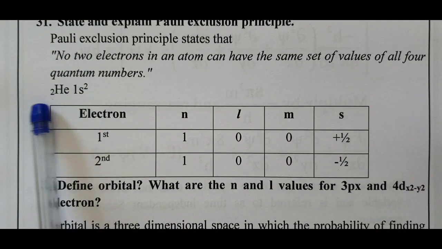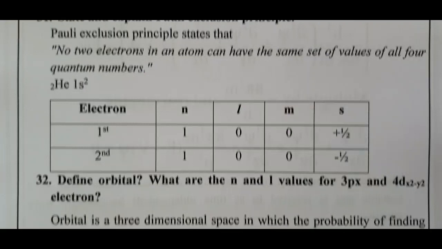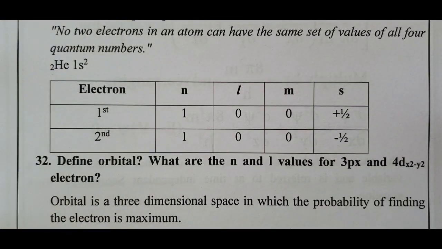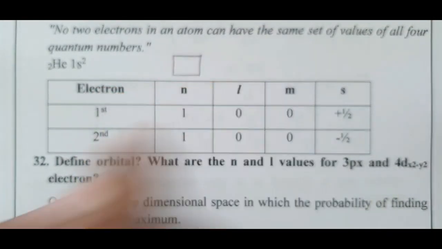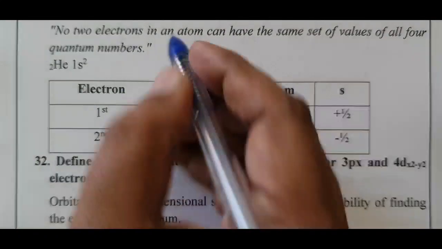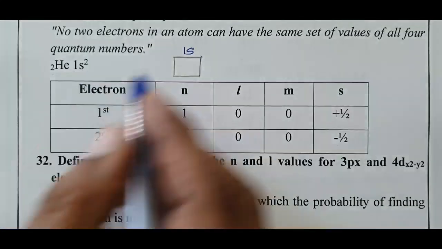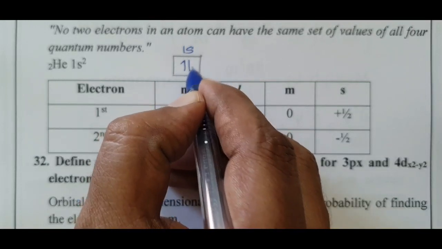Helium, atomic number 2, has electronic configuration 1s2. The 1s orbital contains 2 electrons. When we write in box form, an s orbital has only one orientation. Therefore, there is only one compartment for the 1s orbital. It has 2 electrons, one electron and another electron like this.